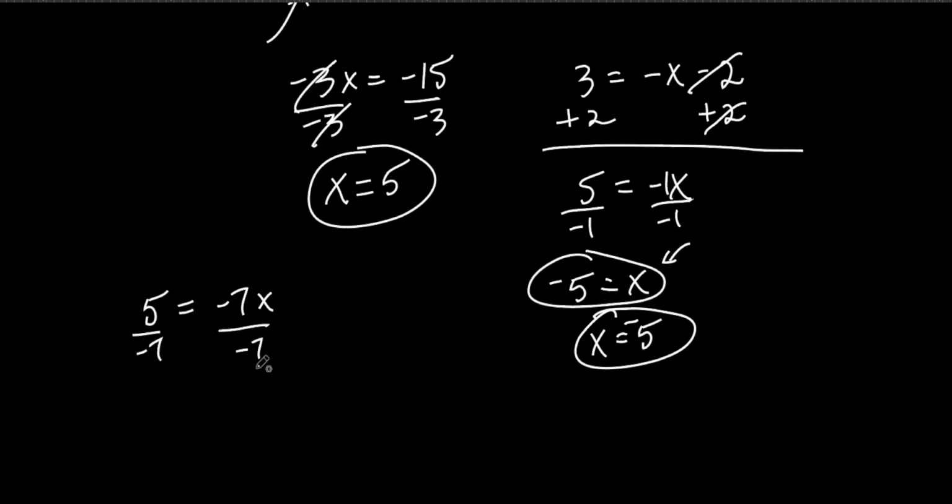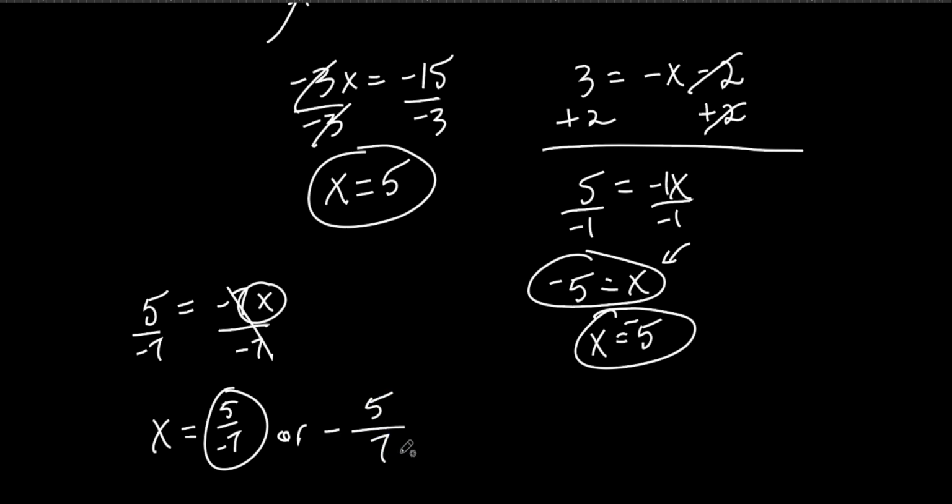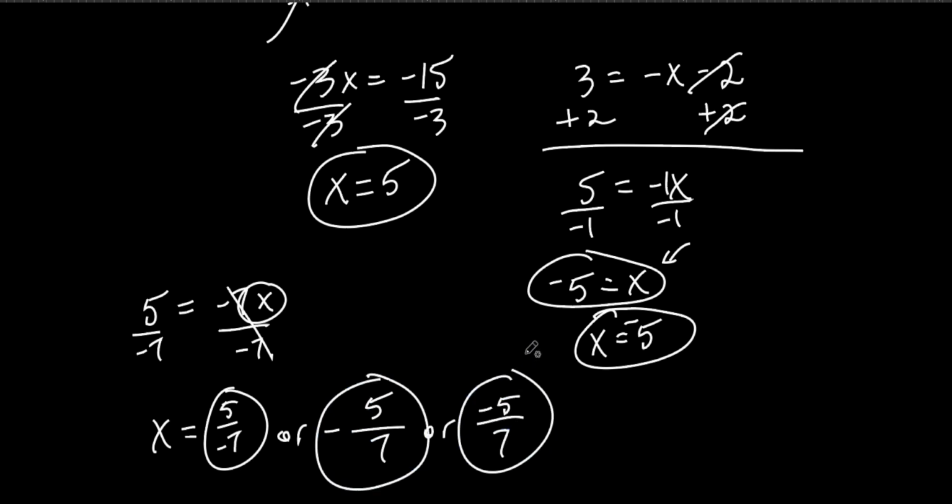So if it was me, I wouldn't keep the x over here. I've already got it by itself. So I'm just going to say x equals. Now again, here's another one. You've got a negative on the bottom, so I could just keep it 5 over negative 7. That's perfectly fine. Or I could write what? The negative right out front and put it like this. Or I could write it negative 5 over positive 7. Any of these are perfectly acceptable.